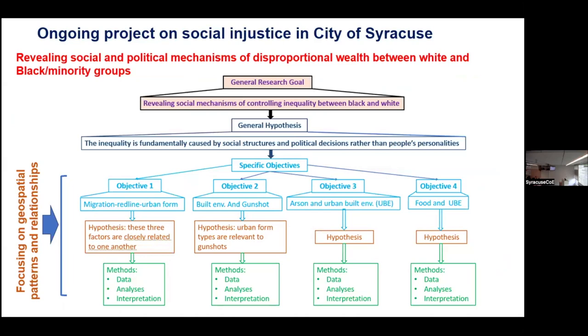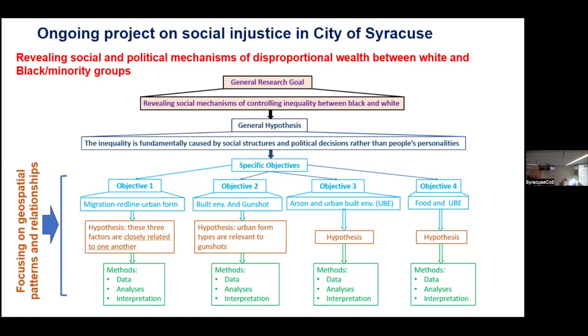Okay, that's enough for built environment and my own research. I'd like to spend a few minutes to really explain to you the ongoing project. I am collaborating with some folks from public health and the anthropology department at Syracuse University. So what we are trying to do is to expose or reveal the social political mechanism that causes disproportionate wealth between white and black groups in the city of Syracuse.